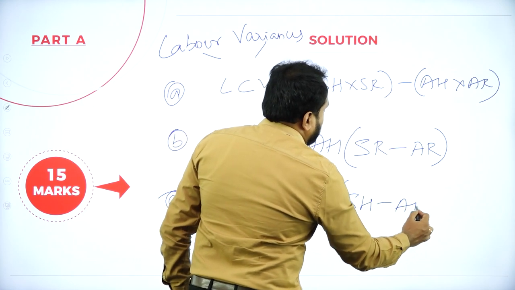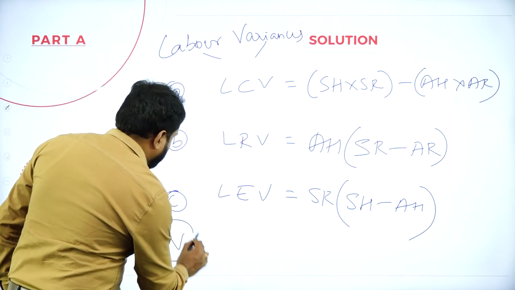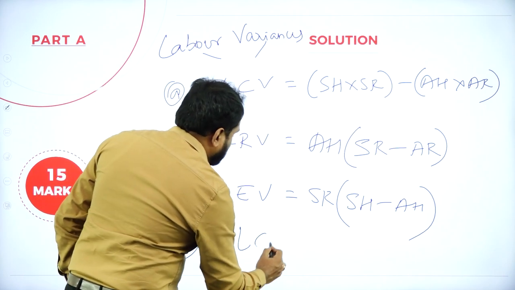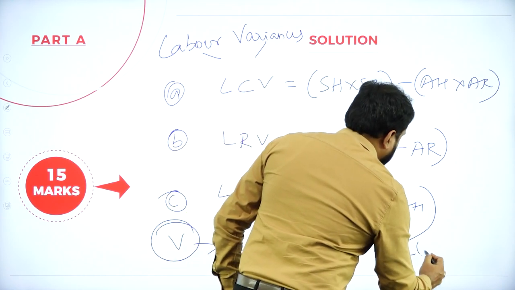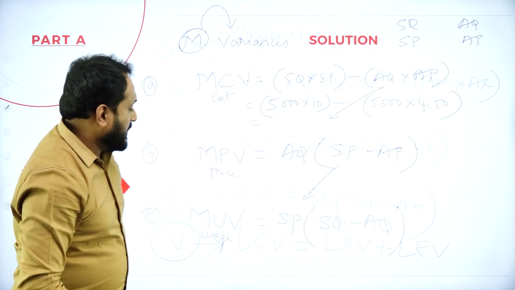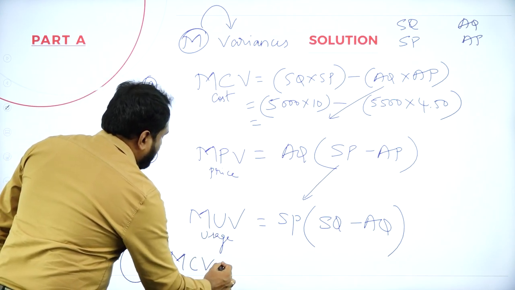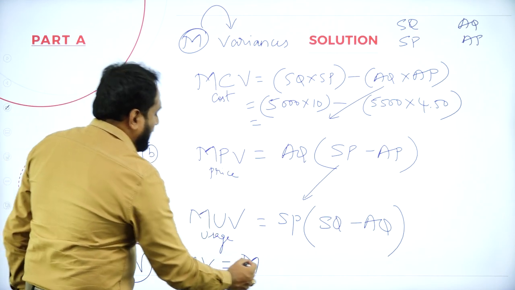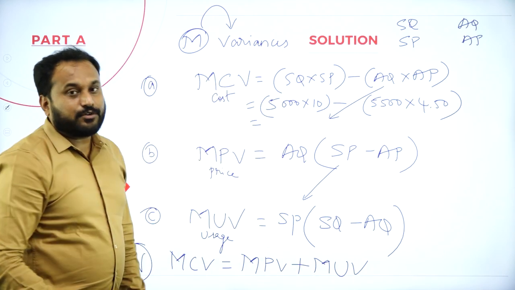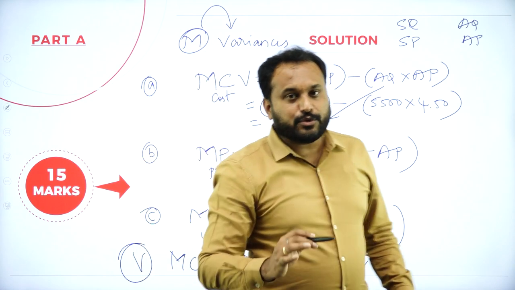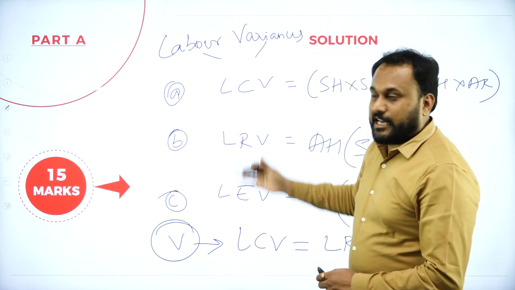To know whether your answer is right or wrong, we do the verification. That is, LCV is equal to LRV plus LEV. That is what you are supposed to do. Here for the material also, the verification is LCV is equal to the sum of two, LPV plus MUV. This is how you are supposed to go about it. Very simple. If you get the verification correct, your answer is all correct. The material is done, labor is also done.